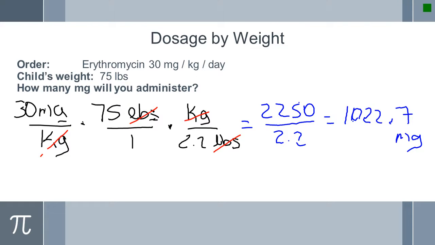So let's try another one with pounds to kilograms. Okay, so on this one, we're trying to figure out 30 milligrams per kilogram per day. And your child weighs 75 pounds.